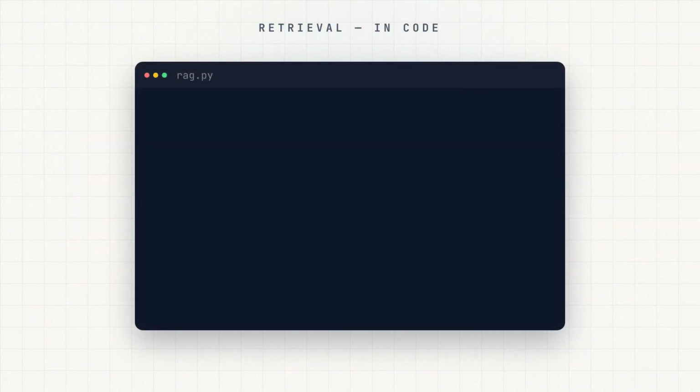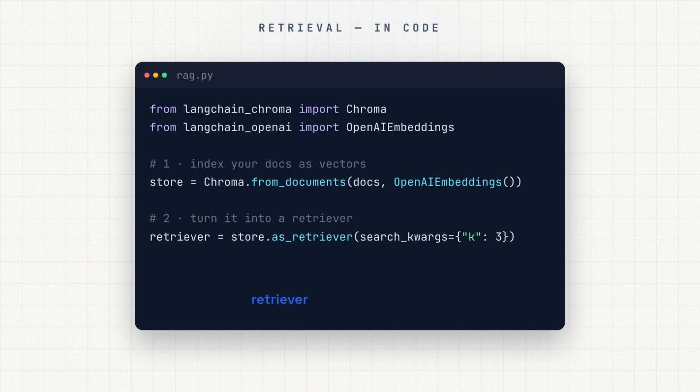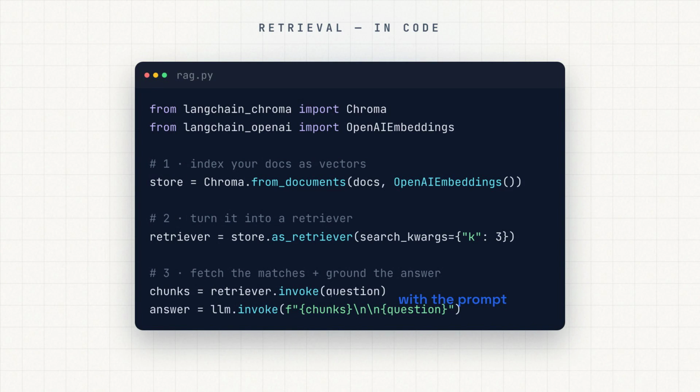And honestly, in code, this is way shorter than you'd expect. Here's the whole core in a handful of lines. First, you take your documents, embed them, and drop them into a vector store. That's your searchable knowledge, basically 3 lines. Then you turn that store into a retriever and ask it for the top 3 matches for any question. Finally, you hand those chunks to your model right alongside the prompt, and that is RAG actually working. That's the entire core. Everything fancy we just talked about is only about making these few lines smarter.